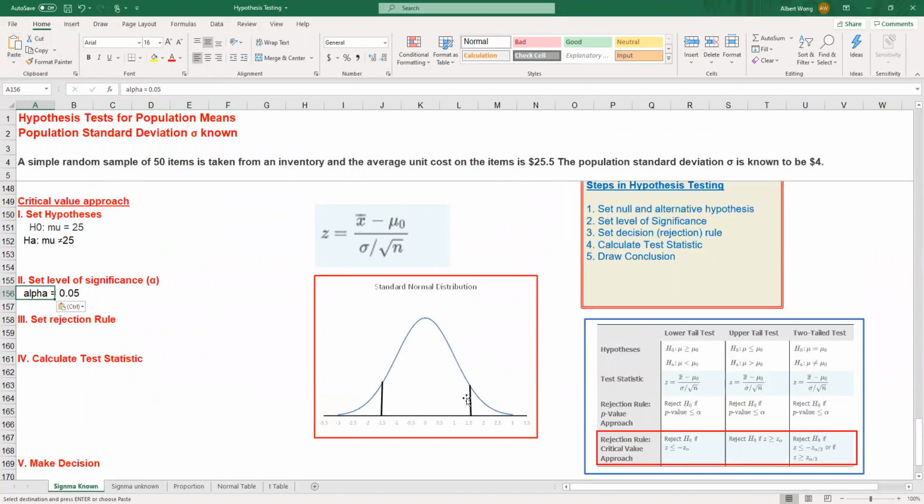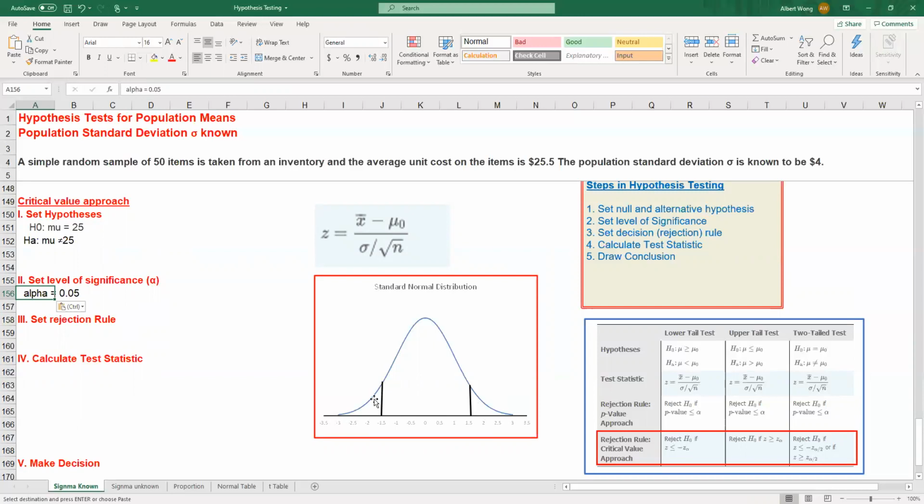If this is a two-tailed test and alpha is equal to 0.05, we need to find 2 points because we don't know whether it's the upper tail or the lower tail. So we have to consider both tails in a two-tailed test. And the total area is equal to 0.05. That means the area here together with the area here is 0.05. So one side is equal to 0.025.